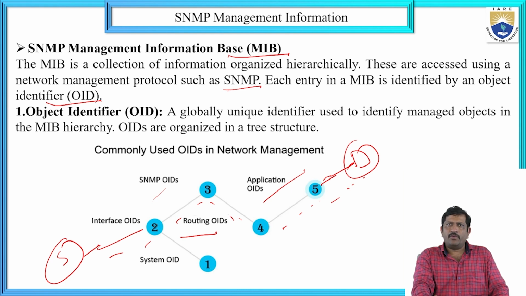Then the system identifier: from which system to which system we are establishing communication and transferring data, that will be identified. And interfaces: what interfaces are you using, what routers are you using, how many switches are you using between the two devices? Those interfaces can be identified. That is the interface object identifier.